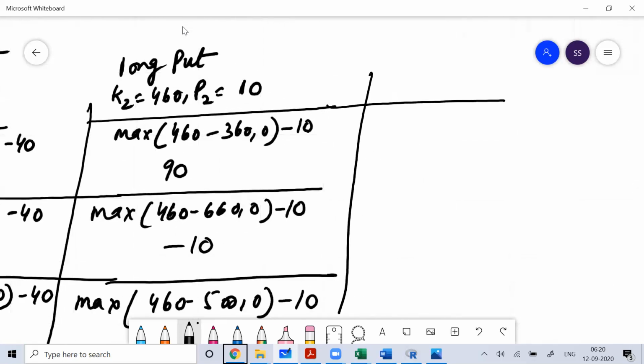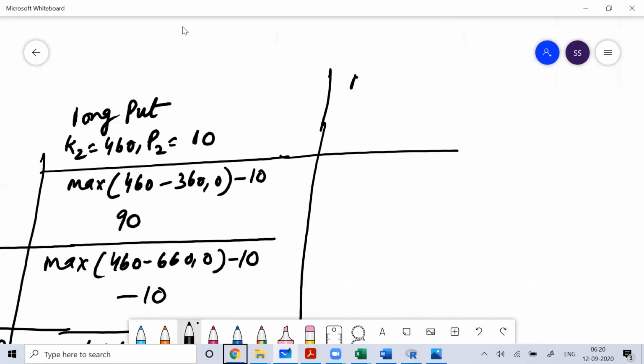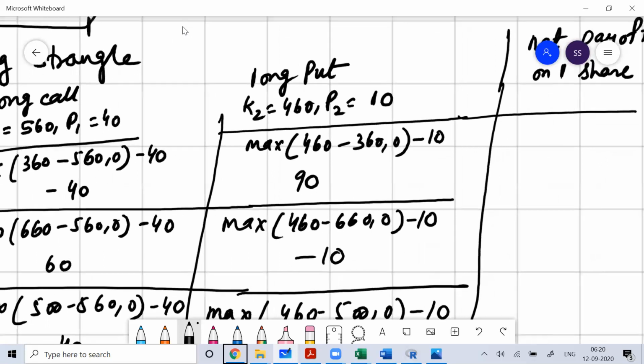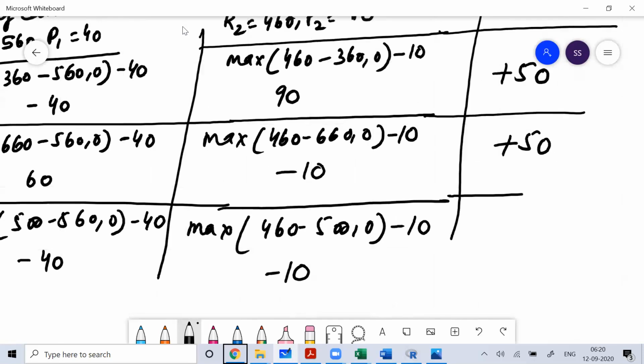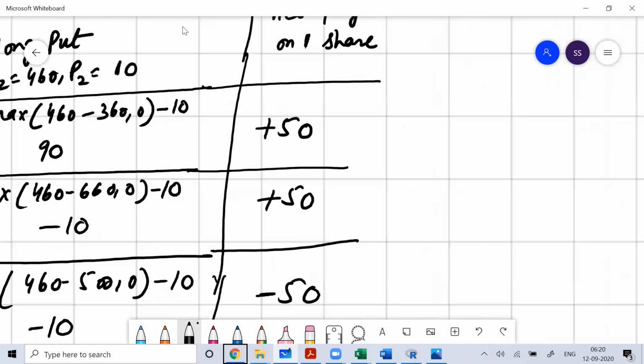So if I calculate the net payoff, for one share option contract, this is minus 40 plus 90. This is plus 50. This is 60 minus 10. This is plus 50. And this is minus 40 minus 10. This is minus 50. Okay. So this is on one share.